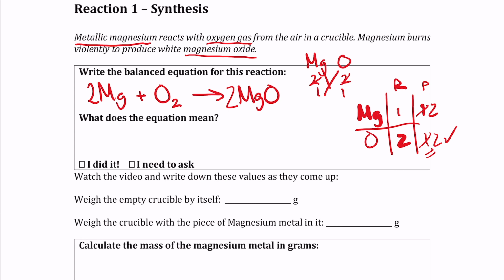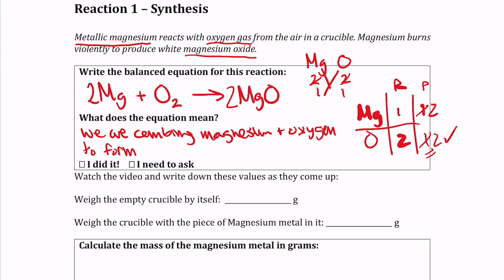And now I'm asking you, what does this equation mean? And that's something I want you to think about here. What is it? What do these things mean? And so what this means here is that we are combining magnesium and oxygen to form magnesium oxide. Now that may not sound like much, but the key here is combining.